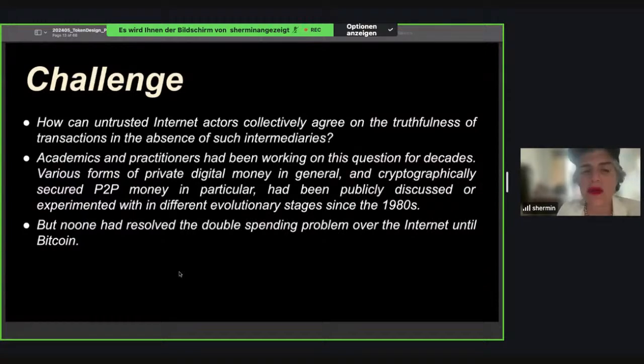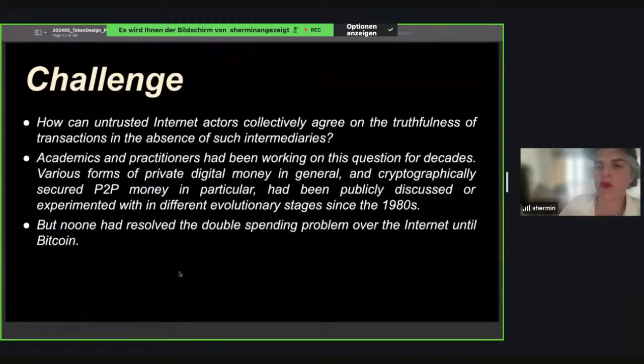And as I said before, academics and practitioners had been working on this question for decades. Many forms of private digital money in general and cryptographically secure peer-to-peer money in particular had been experimented with over various evolutionary stages since the 1980s. But before the emergence and the deployment of the Bitcoin network, no one had really resolved the double spending problem over the internet.